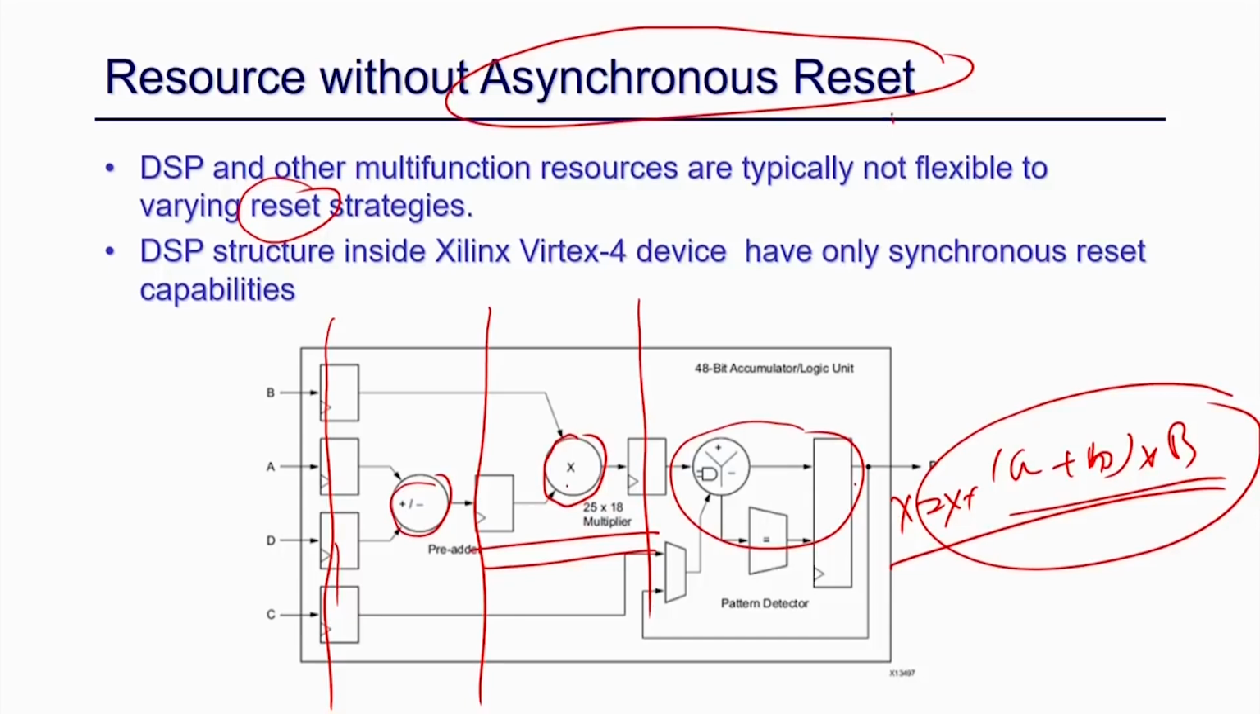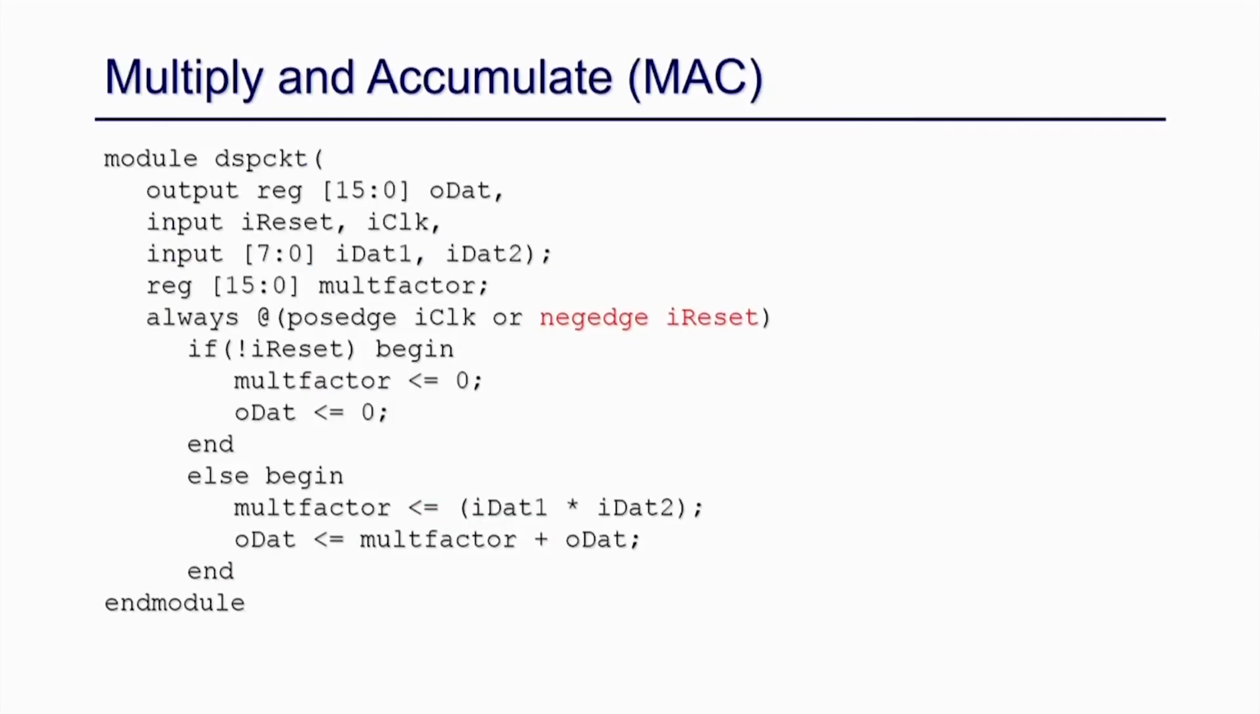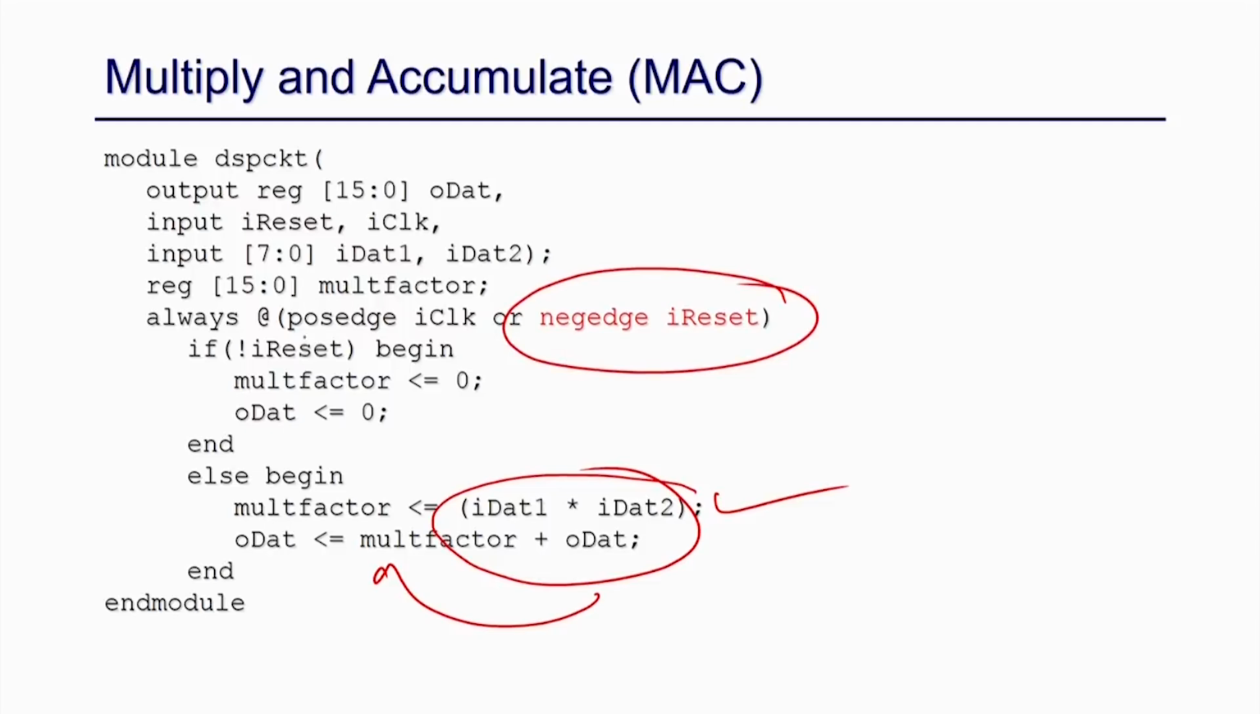But if you have an asynchronous reset in your design, then it will create a problem. For example, here I want to do multiply and add, this is a MAC, multiply and then you just add it. That is what I am doing here, but I have an asynchronous reset. This is the positive edge of clock or negative edge of i reset, so this is asynchronous. Then I am resetting the multiplication factor and the output.